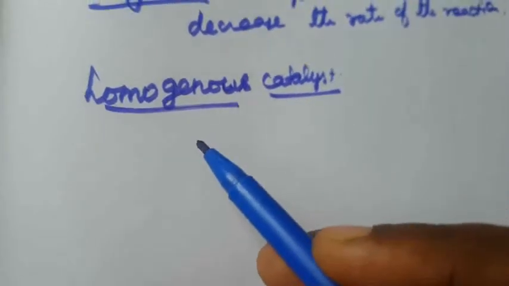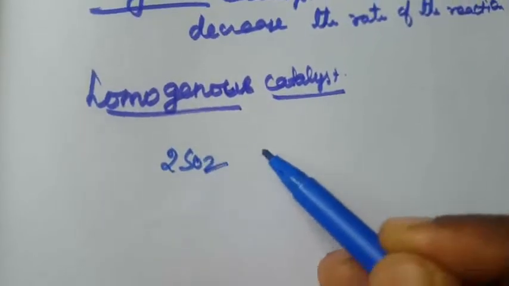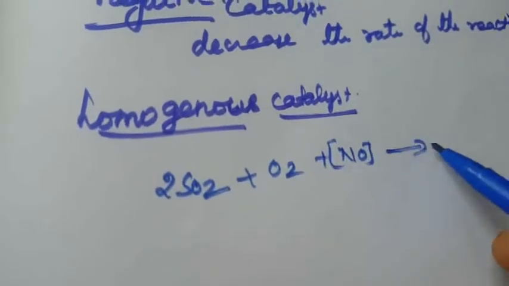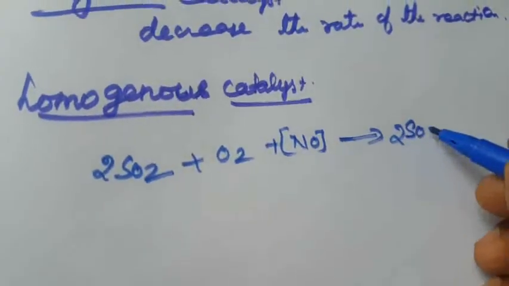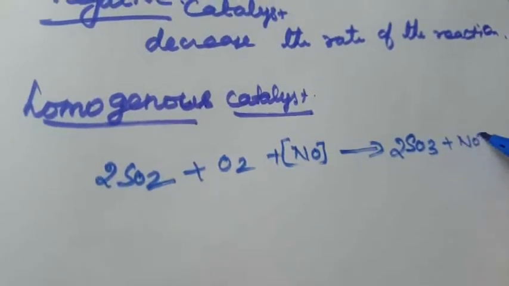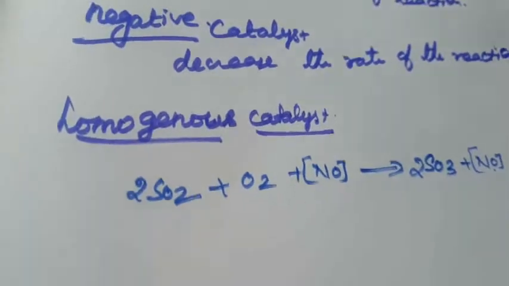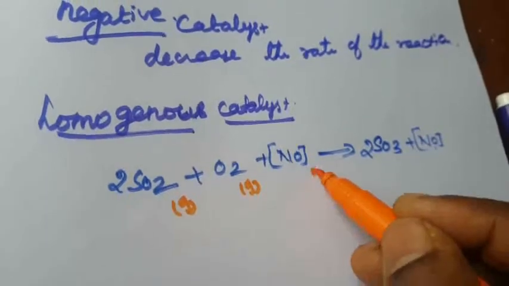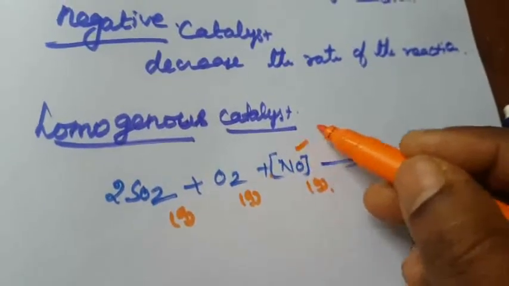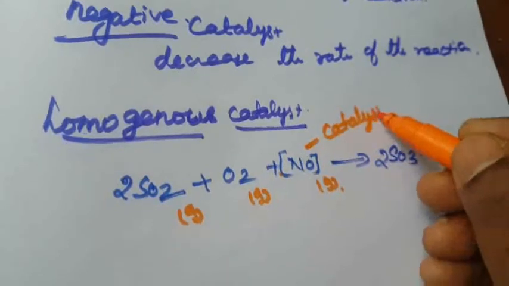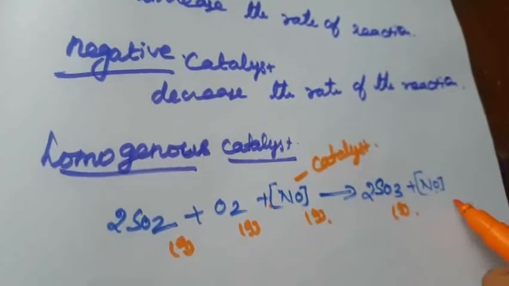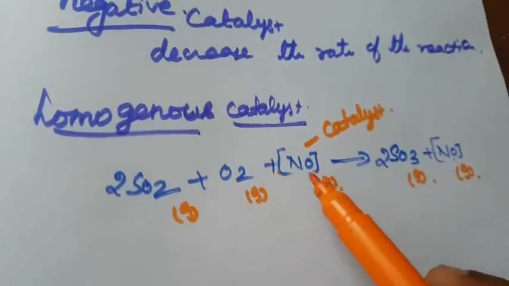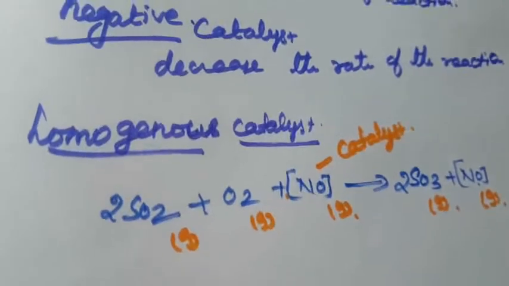Here is one example: 2SO2 plus nitric oxide gives 2SO3 plus NO, and the catalyst is regenerated. This NO is a catalyst. The reactants, the product and the catalyst are all gaseous molecules, all in the gaseous phase. So that is called homogeneous.